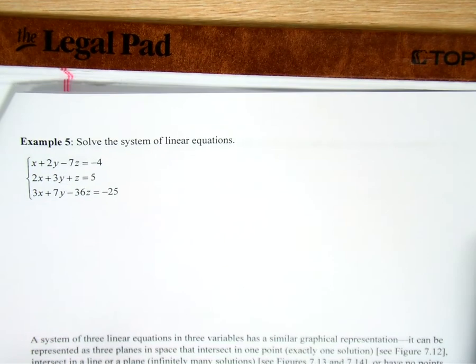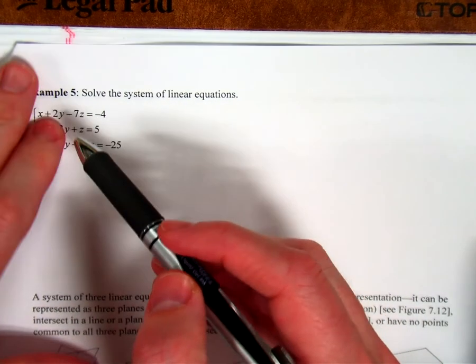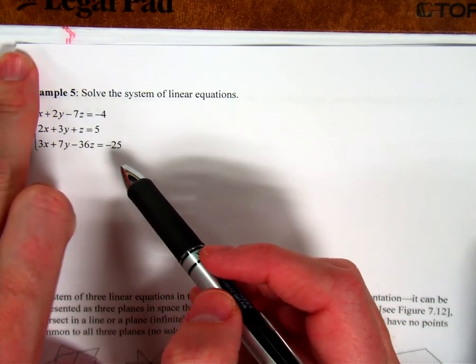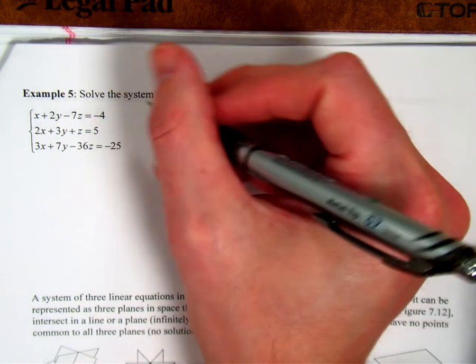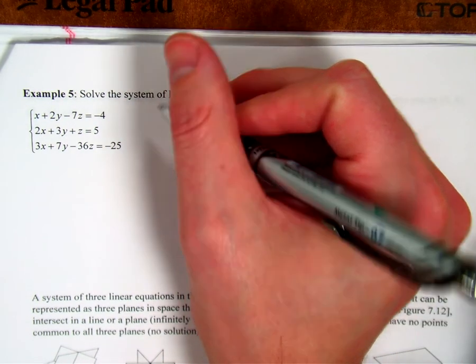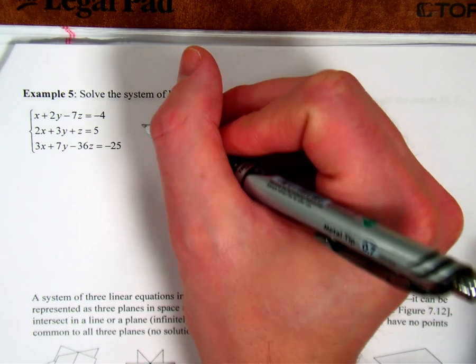Example 5. Solve the system. Okay. More fun. So I like that we have that 1x by itself right away, and we can use it to cancel out. And again, I'm going to cheat and do 2 steps. You're not supposed to do 2 steps at once, but we're trying to keep things efficient here.